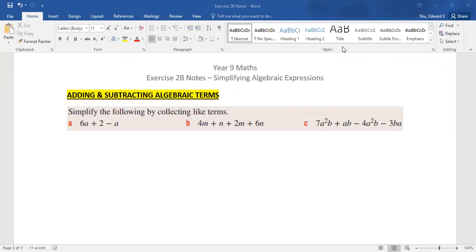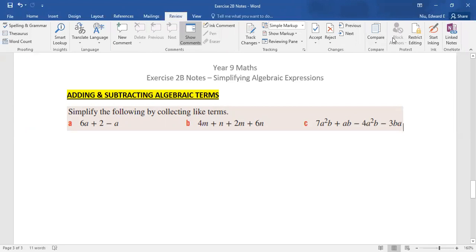Today we're going to take a look at exercise 2B again and how to add and subtract algebraic terms. Remember on Friday we talked about multiplying and dividing algebraic terms. Those two rules can't be confused with adding and subtracting. They're like three completely separate things, okay? Whenever we add and subtract algebraic terms, we need to make sure we know what a like term is.